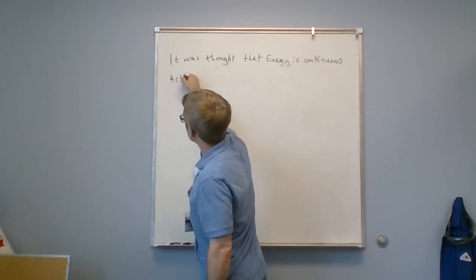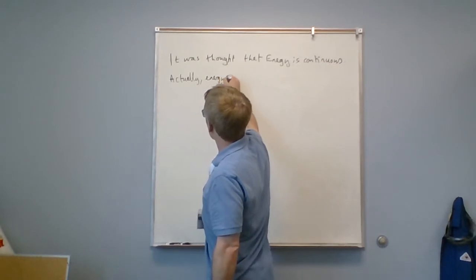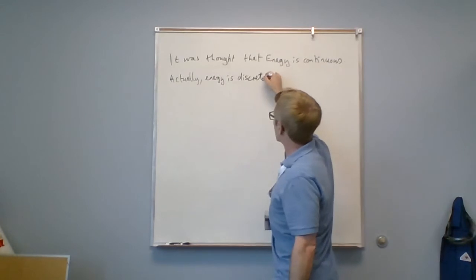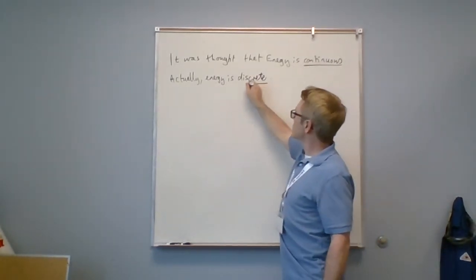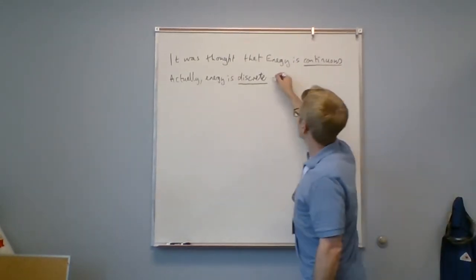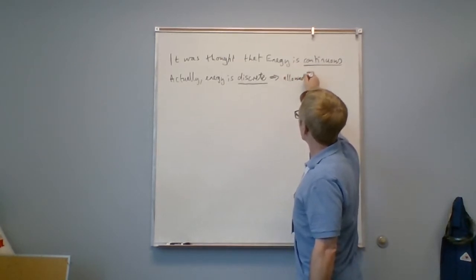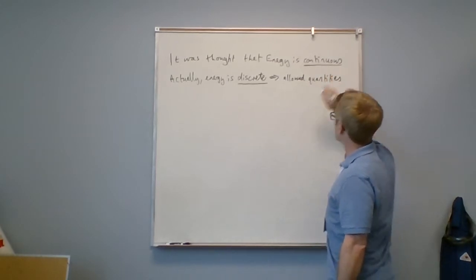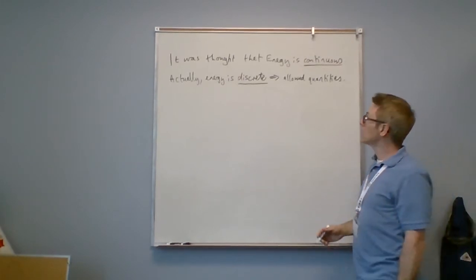But actually, energy is discrete. The opposite of continuous is discrete. This idea of energy being discrete means it comes in pieces or quantities. Some quantities are not allowed, some quantities are allowed.